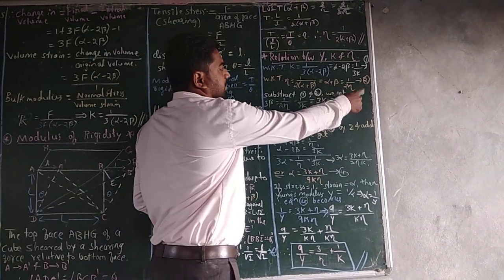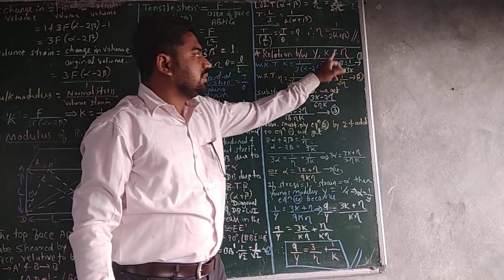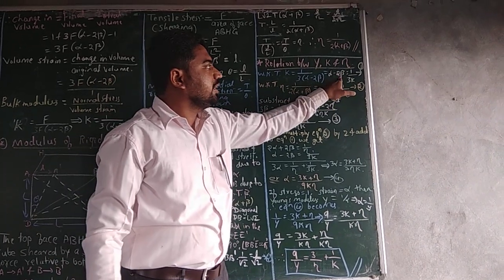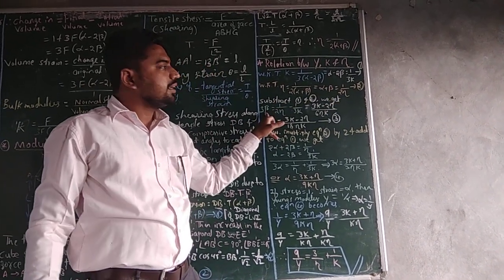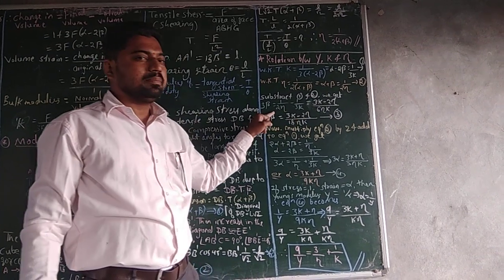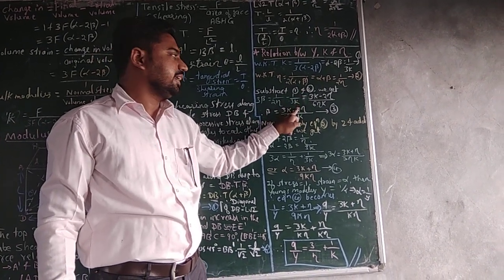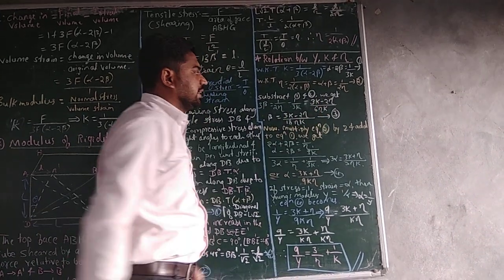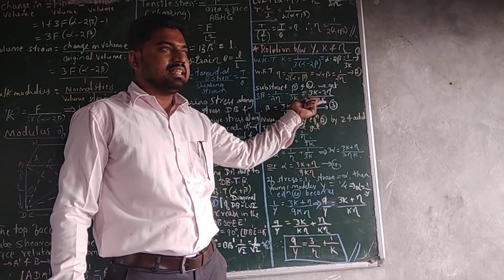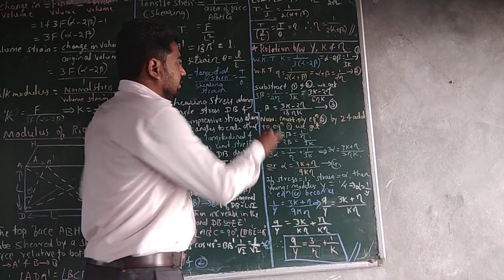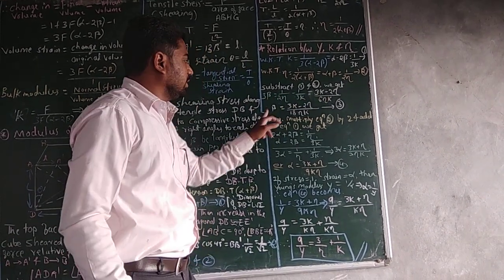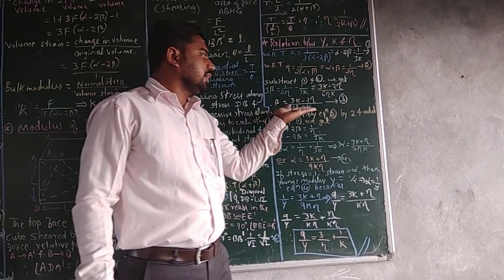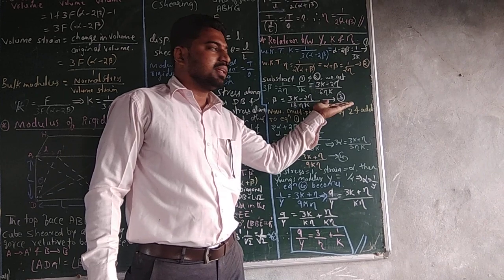Okay, now subtract equation 1 and 2. If you subtract 1 and 2, alpha minus alpha cancels, and the remaining term is plus 2 beta plus beta, so it becomes 3 beta equal to 1 divided by 2 eta minus 1 divided by 3K. Now take the LCM. It gives 3 beta equal to 3K minus 2 eta divided by 6 eta into K. Take this 3 to the RHS side, it becomes beta equal to 3K minus 2 eta divided by 18 eta into K. Call that equation number 3.